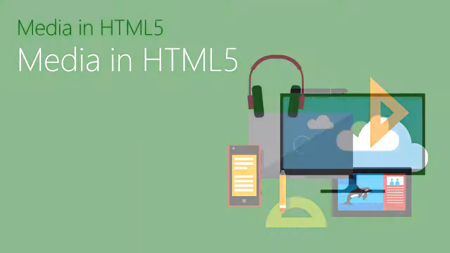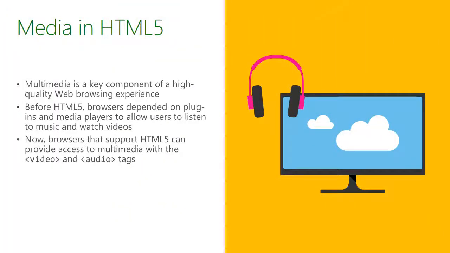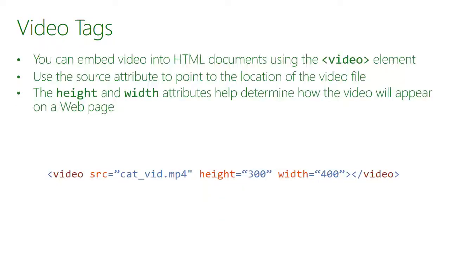Let's have a look at media. Multimedia is a key component of a high-quality web browsing experience. Prior to HTML5, browsers depended on plugins and media players to allow users to listen to music and to watch videos. Nowadays, browsers that support HTML5 can provide access to multimedia with the video and audio tags. Starting off with video tags, you can embed video into HTML documents using the video element. Use the source attribute to point to the location of the video file, as in the example below. The height and width attributes help determine how the video will appear on a web page.